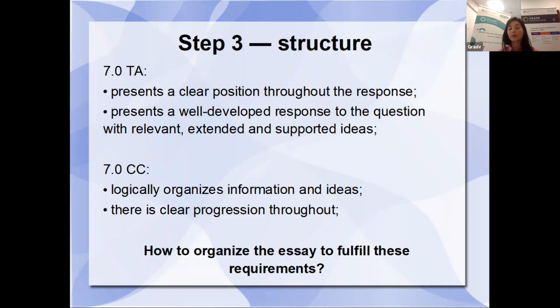How to organize the essay to fulfill these requirements is our question. So what do you think should be there? How many paragraphs? What kind of paragraphs should be there? What are your thoughts on this? Okay, 2-3 body paragraphs and conclusion. At least 2 with 2 reasons to support. Okay, yeah, so we are on the same page. Great job.